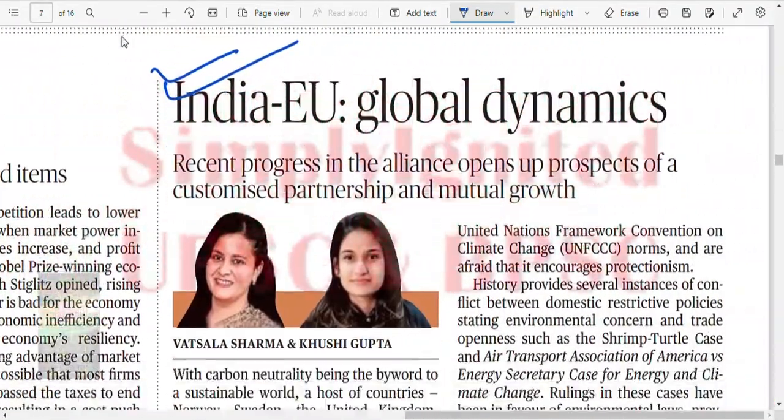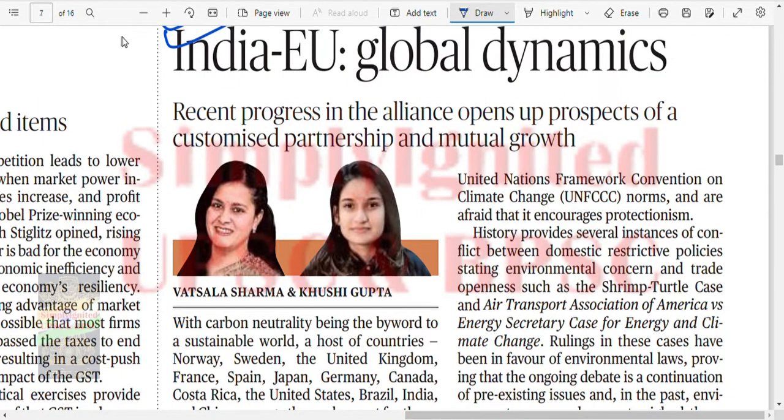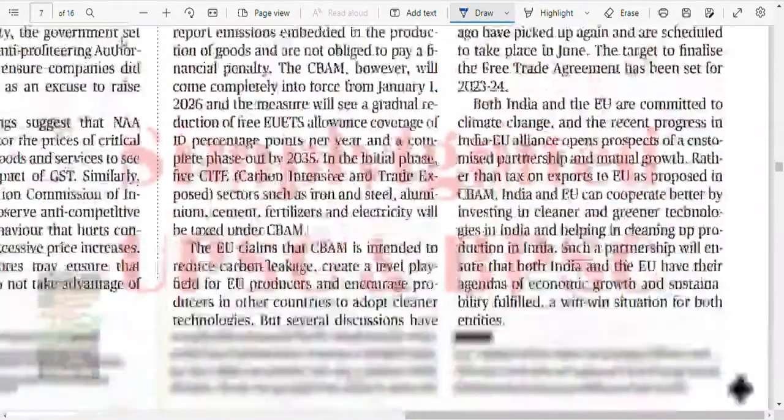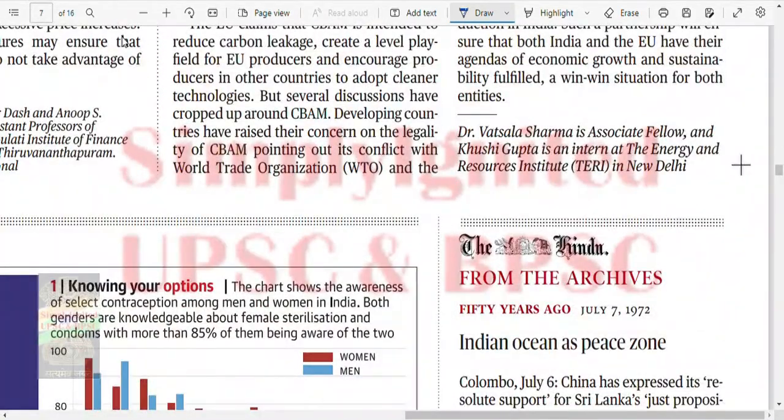India-EU global dynamics. Recent progress in the alliance opens up prospects of a customized partnership and mutual growth. Okay, and who are these two persons? Let's see. Associate Fellow and Kushi Kumar is an intern.